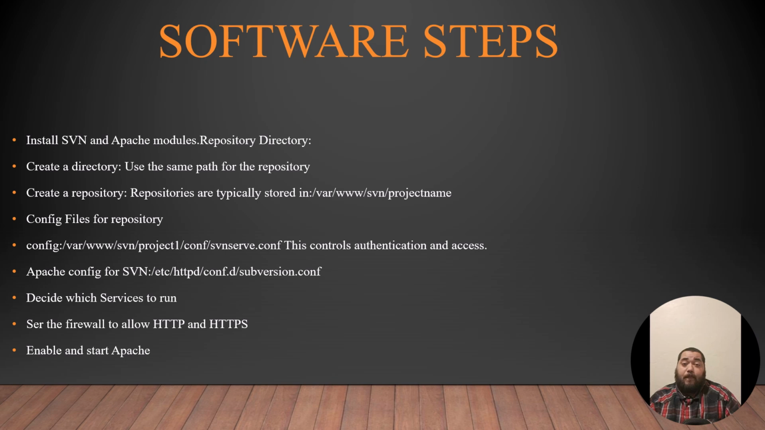Then you need to configure who has access and what access they have, and you need to configure the Apache files so you can know what Subversion can do, what services it will run. Then you set a firewall and allow HTTP and HTTPS to allow back and forth traffic. And you need to enable, start, and restart your Apache to allow all the changes.